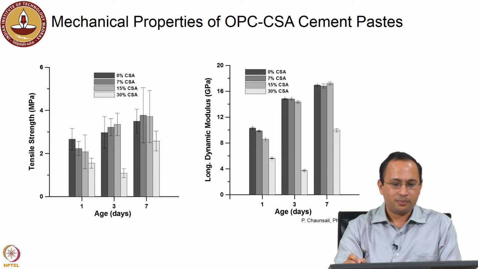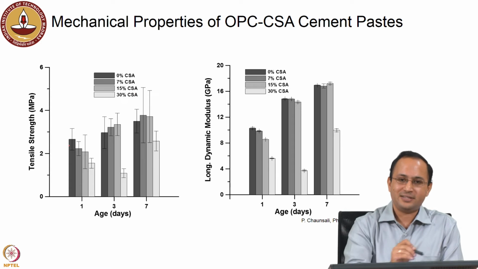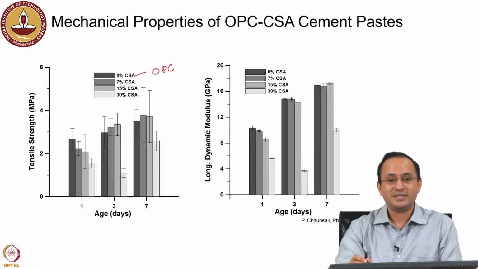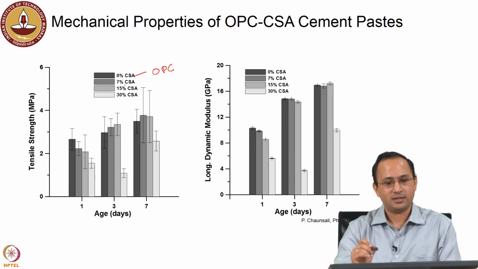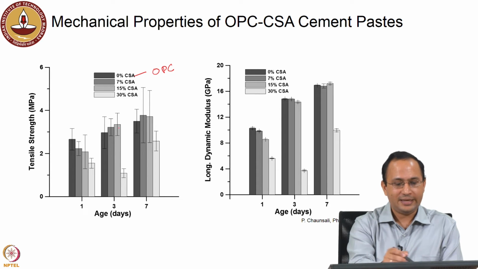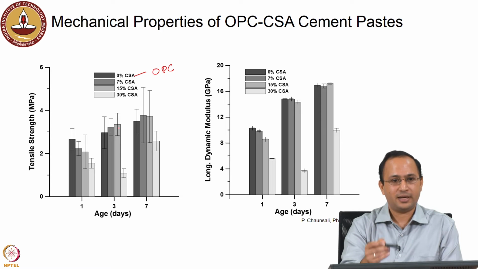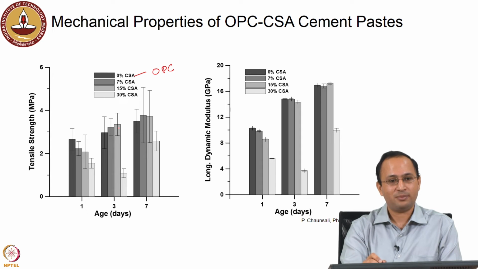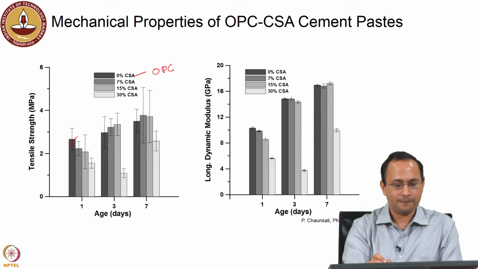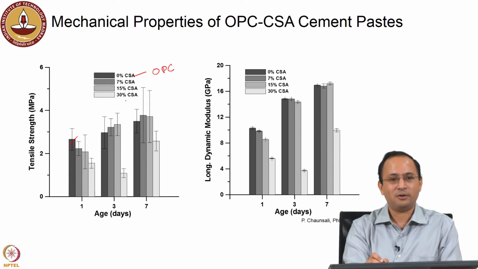Now coming back to other mechanical properties, if you look into the tensile strength, 0% CSA again corresponds to plain OPC, and 7% CSA means 93% OPC, 7% CSA. With age you see an increase in strength. So hydration is occurring and pores are being filled, so you see a continuous increase in strength for OPC with CSA systems also, except in the system when you have 30% CSA.